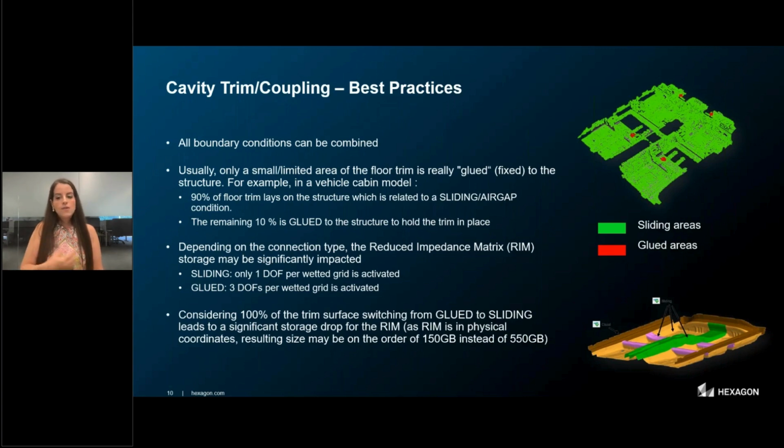So in the sliding conditions, as we just discussed, only 1 degree of freedom per wetted grid is activated, whereas in the glued condition, we have 3 degrees of freedom per wetted grid that are activated. So this difference in activation can have significant implications on storage and computational times. For example, switching 100% of the trim surface from glued to sliding can lead to a substantial reduction in the reduced impedance matrix size, because the RIM is stored in the physical coordinates, just to give you an example over here.